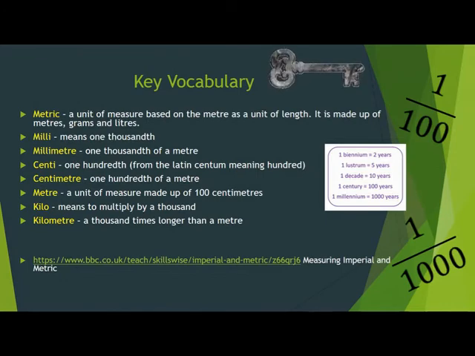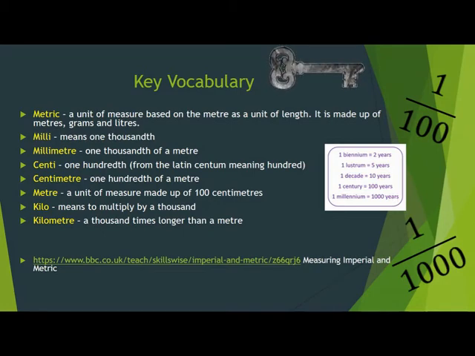So some key vocabulary that you're going to hear regularly today is metric. But what is metric? Well, a metric measurement is a unit of measure based on the metre, as I said, as a unit of length. And it's made up of metres, grams, if we're talking about weight of a solid, and litres if we're talking about the capacity of a liquid.